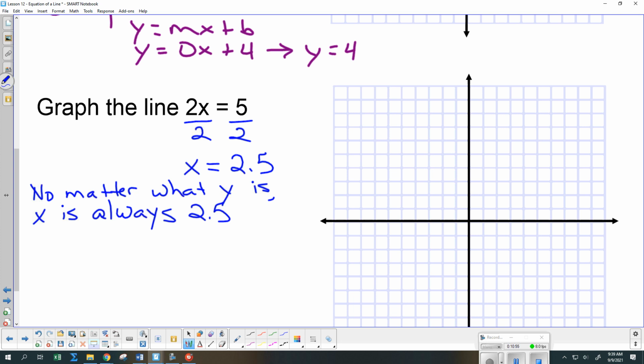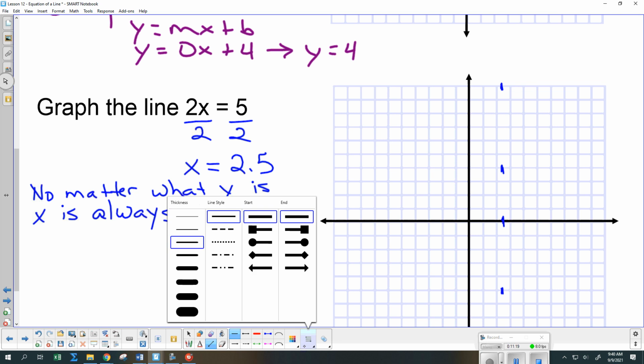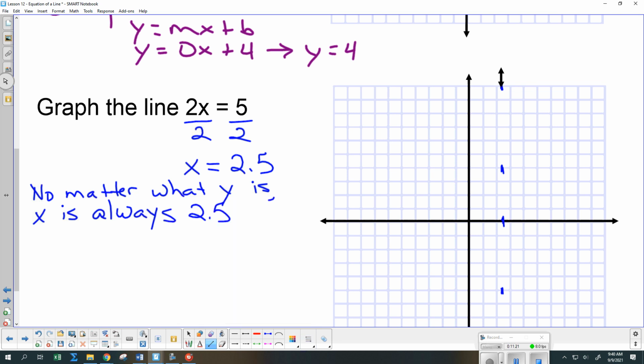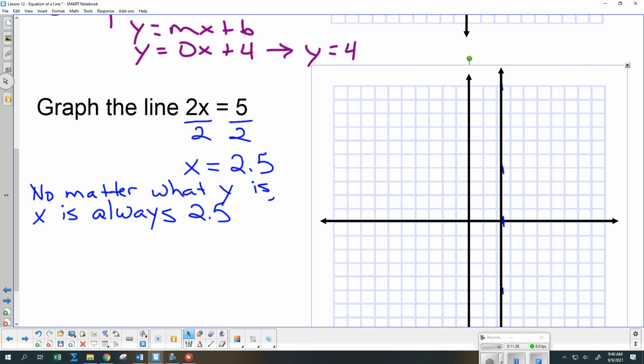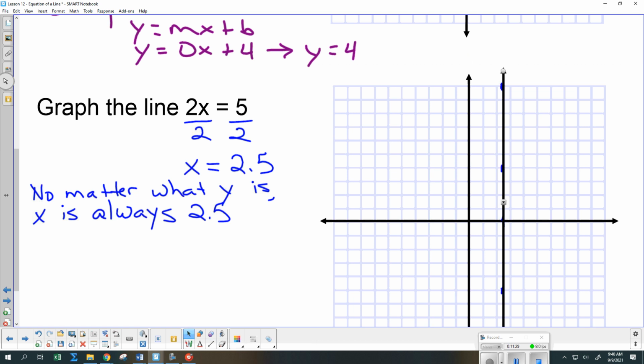If y is 0, if I haven't gone up or down, x is 2.5. If y is 4, x is 2.5. If y is 10, x is 2.5. If y is negative 5, x is positive 2.5. So I look at that and I see these line up and give me a vertical line. So I can draw my vertical line going through those.